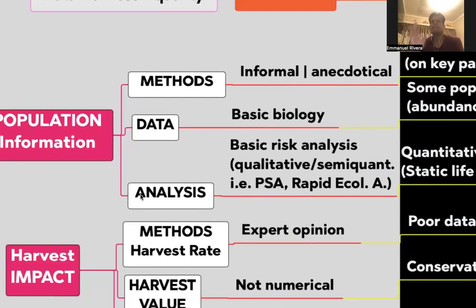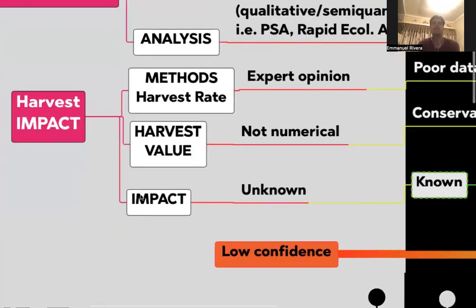And let's say it evaluates the amount of information that you have in this moment. For example, let's say that you have only anecdotal knowledge about the species presence. You know the basic biology because of what is published in papers somewhere else. Therefore, you will be only allowed to make some basic risk assessment, and you will rely on an expert opinion to set a harvest rate.